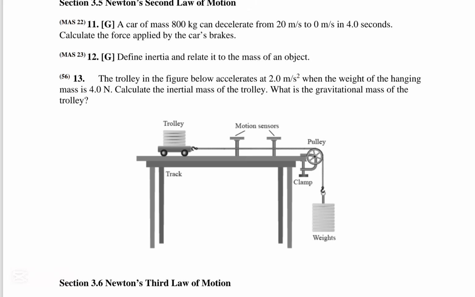It says define inertia and relate it to the mass of an object. So inertia, what is inertia exactly? Inertia, it's the tendency of an object in motion to stay in motion and an object at rest to stay at rest unless an unbalanced force acts upon it and causes its speed or direction to change. So again, if they ask you what it is, it's the tendency of objects in motion to stay in motion and objects at rest to stay at rest unless an unbalanced force causes its speed or its direction to change.